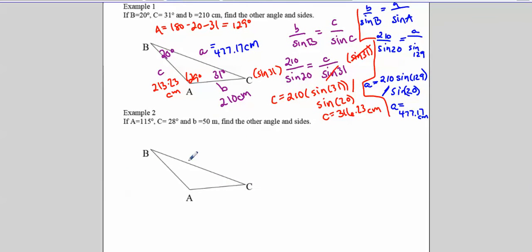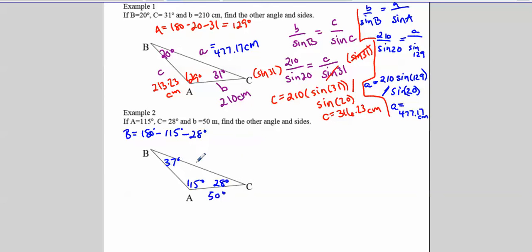Okay, let's take a look at example 2. In example 2, they tell us angle A is 115 degrees, C is 28 degrees, and B is 50 meters. So you'll notice that we don't have any corresponding sides and angles. So what we'll do is subtract from 180 to find angle B to start. So B is going to be 180 minus 115 minus 28 degrees. And we get 37 degrees.